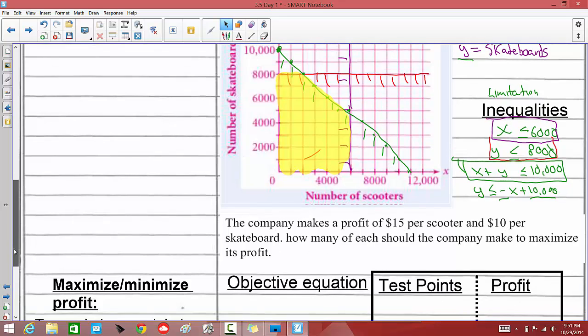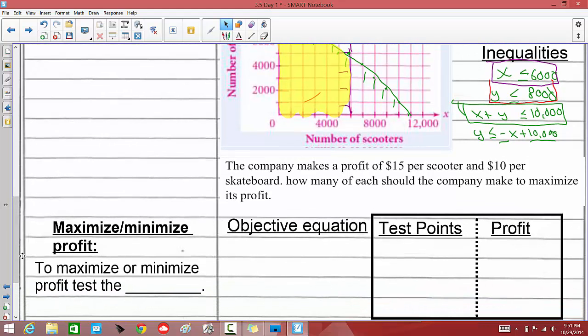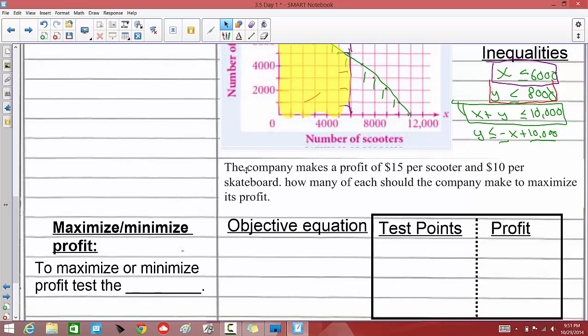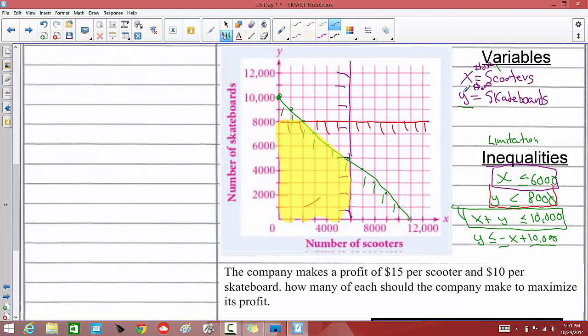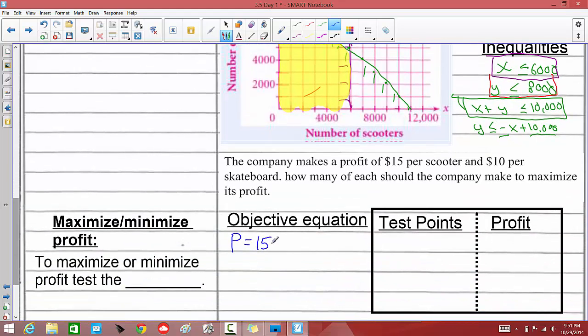So what we need to do is come up with an objective equation. And our objective in this situation is to maximize profit. So I would start this off with putting maybe a P. Our objective is to maximize this profit. We want to make this P as big as we can. And the profit really is equal to $15 for every scooter we sell, and if I remember correctly, our scooters is x. Yep, it is x. Just had to scroll up to make sure of that. So 15 times how many scooters we have, plus $10 times how many skateboards we make, which is y, should give us our profit right there.